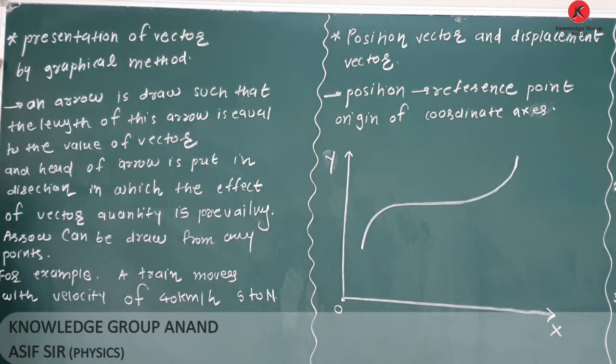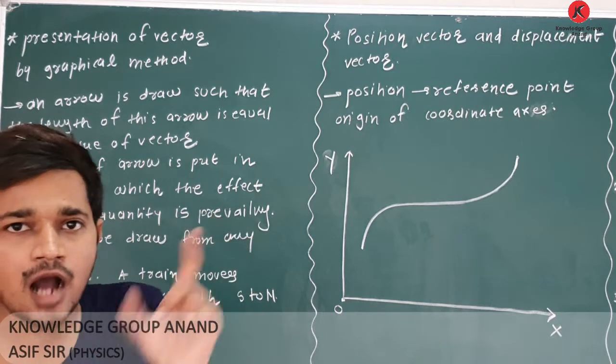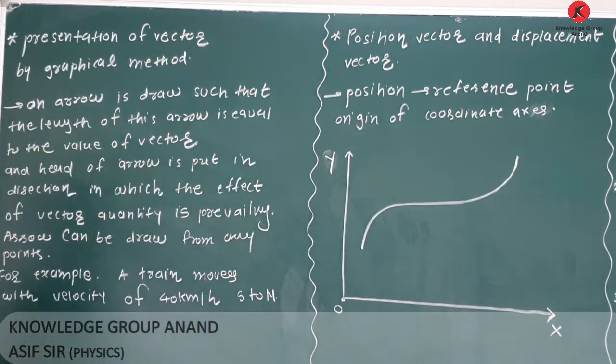Okay, see, representation of vector by graphical method. How to represent any vector? See carefully here. An arrow is drawn such that the length of this arrow is equal to the value of the vector. And the head of the arrow is put in the direction in which the effect of the vector quantity is prevailing. The arrow can be drawn from any point. See, this is theoretical. Now we will understand how to draw any vector.